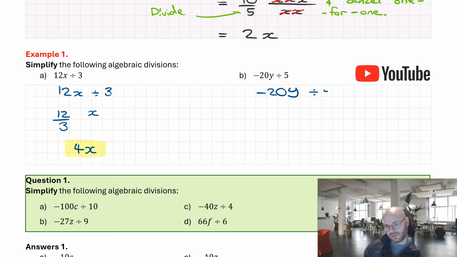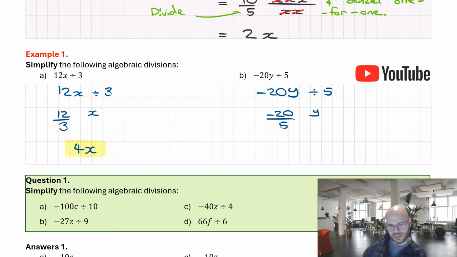Negative 20y divided by 5. Gathering the coefficients, we have negative 20 and we have 5. For the variables, we have just y. Remember, there is no variable in the division, so we can get rid of the vinculum.